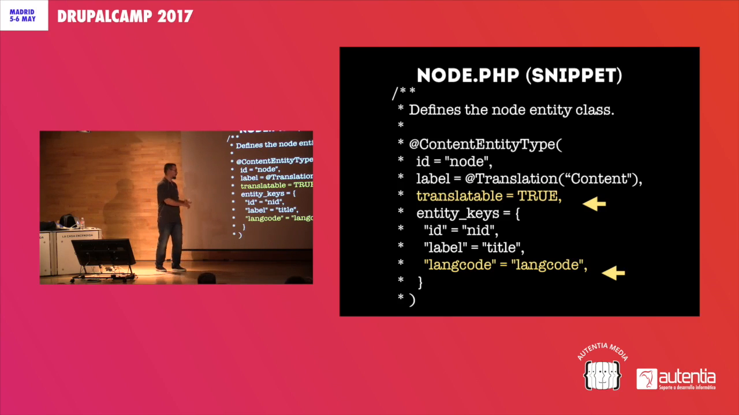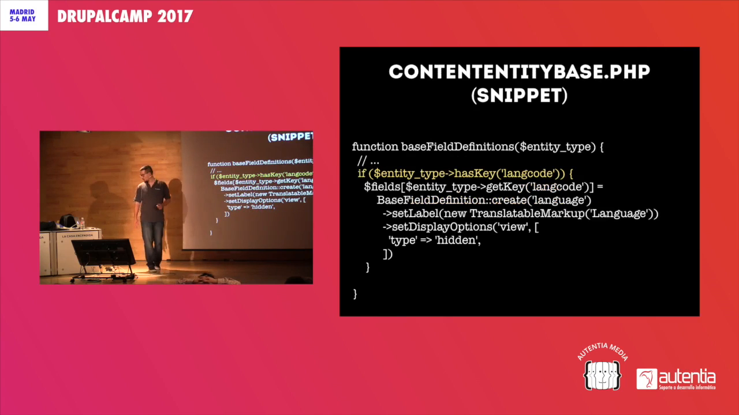your site builders, to configure if your entity is translatable or not. For that, you need to have a language field. So there's a lang code entity key here that maps to a field which will store the language. Then you need to have a base field for this language. This is from content entity base, which you should probably be extending if you are creating your own entities.